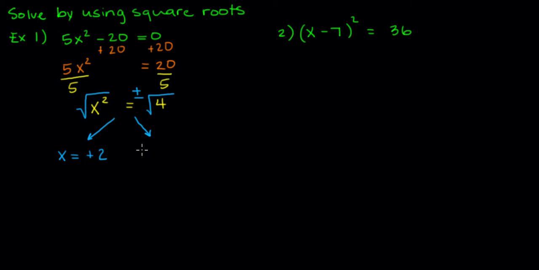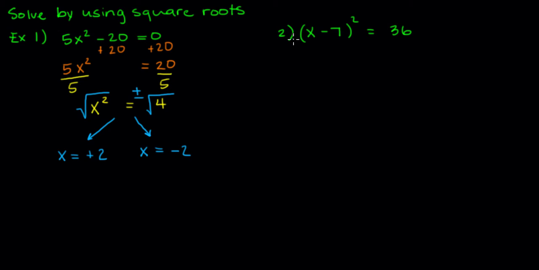And then for our second answer, the square root of x squared is just x equals, and then we also have to take the negative version of that answer, which gives us negative 2. So we have two answers here. We have x equals 2 and x equals negative 2. All right, let's take a look at problem number 2.